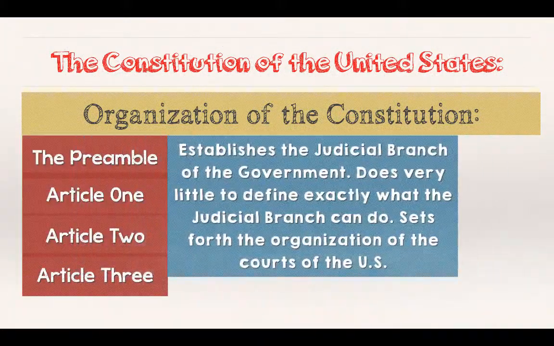Article 3 establishes the judicial branch of our government. It does very little to define what they can actually do other than set forth the organization of the courts of the United States. What the judicial branch could do, including the Supreme Court's role, would not be solved until 1803, when Chief Justice John Marshall writes the opinion for Marbury versus Madison, which gives the court oversight into how the government is being run.